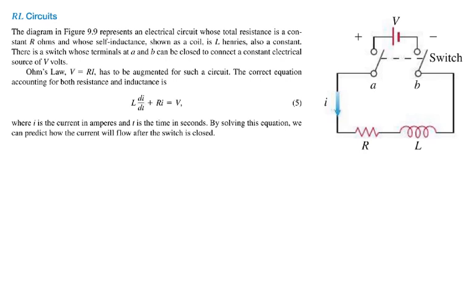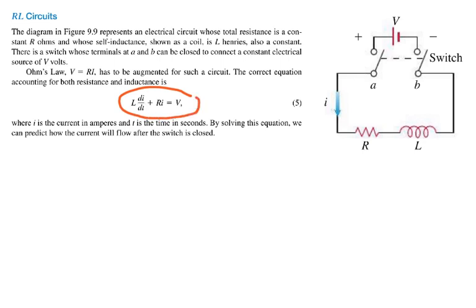And so what we're looking at here is a picture where we can close A and B to connect a constant electrical source of V in volts. We already know Ohm's law, or you may know it from one of your physics classes, but voltage equals the resistance times the current, I.